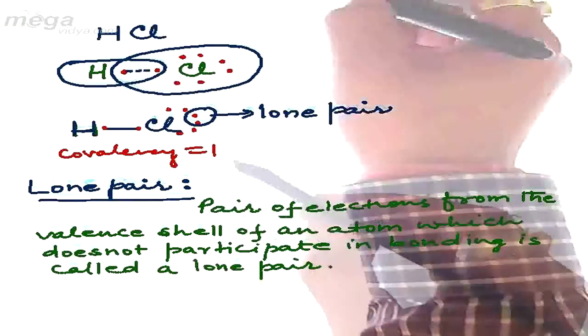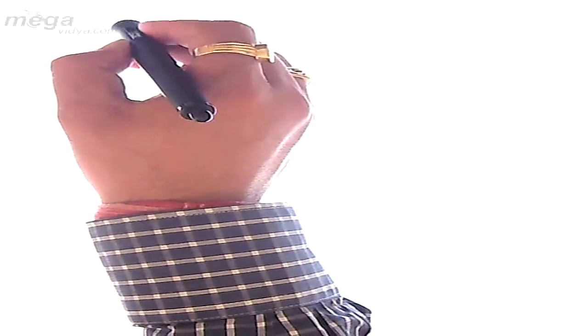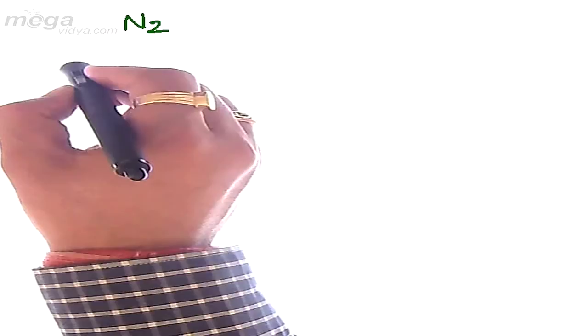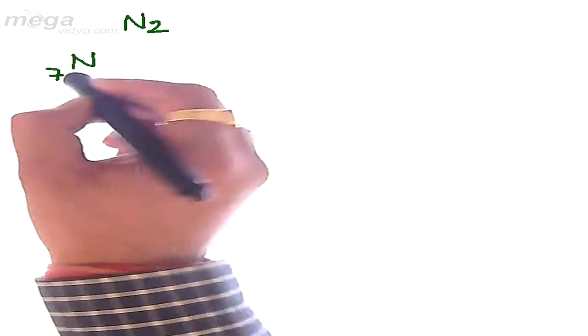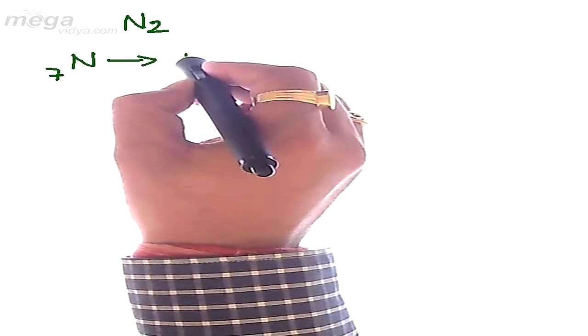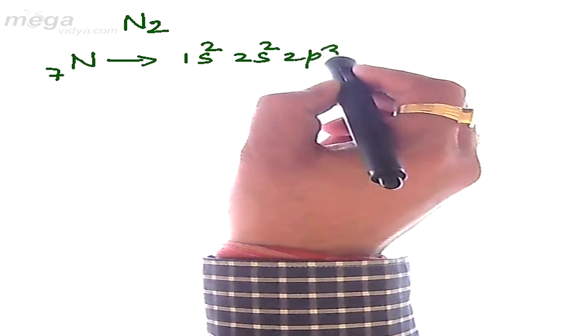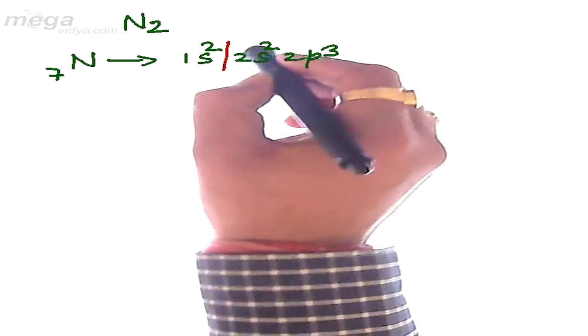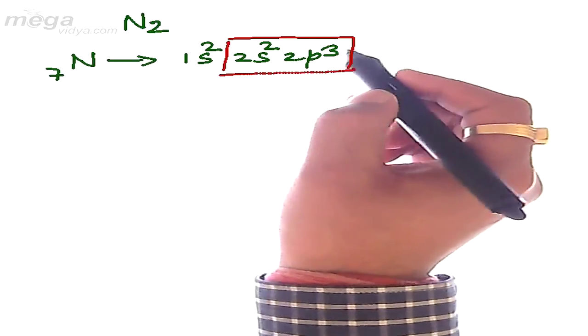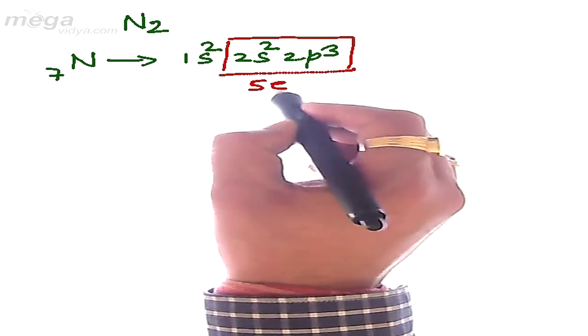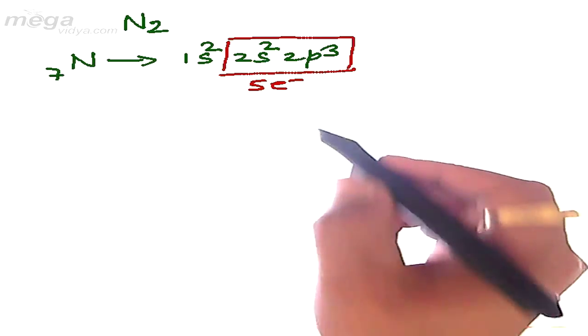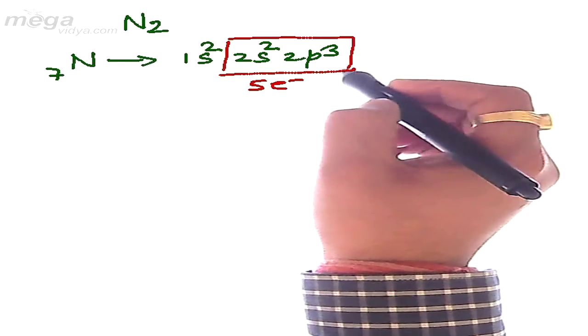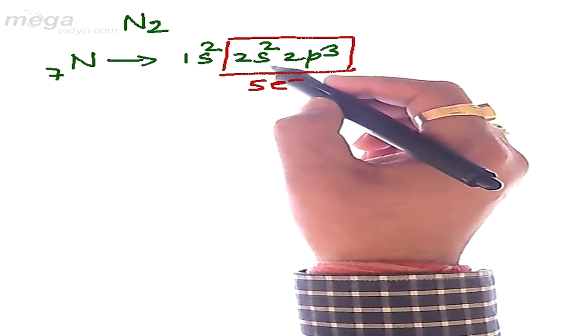Let's switch over to another example too. Suppose we have to find out the covalency when two nitrogen atoms undergo covalent bonding to form the nitrogen, that is N2, molecule. Here nitrogen has an atomic number of 7. So if we write the configuration, it will be 1s2, 2s2, 2p3. That means the valence shell of nitrogen has 2s2, 2p3, that is, 5 electrons in the valence shell. Now, to complete the octet, it requires 3 electrons, meaning its octet is incomplete by 3 electrons.